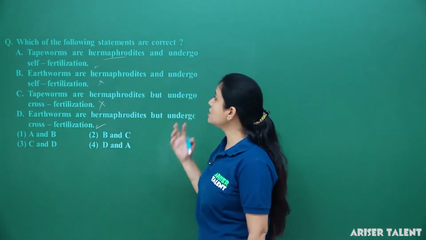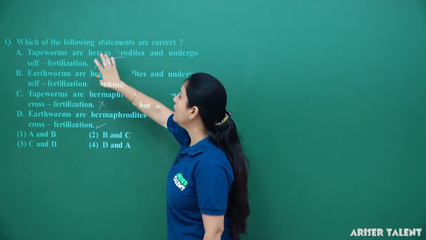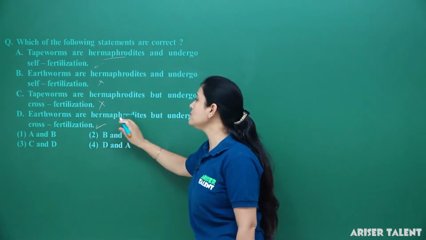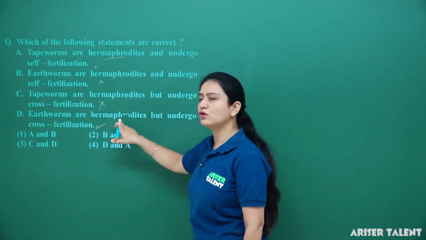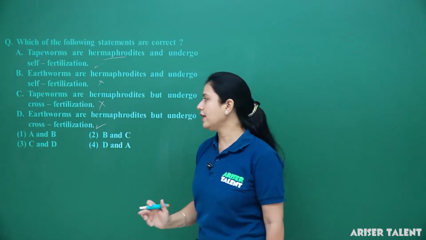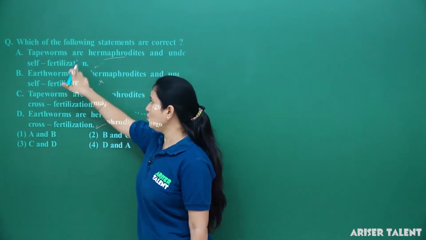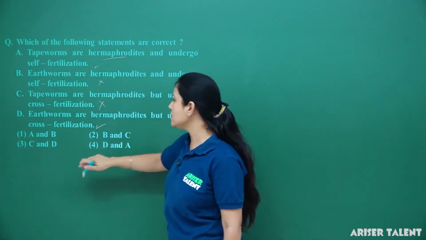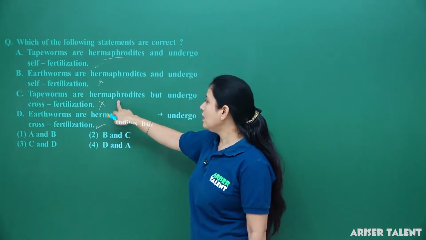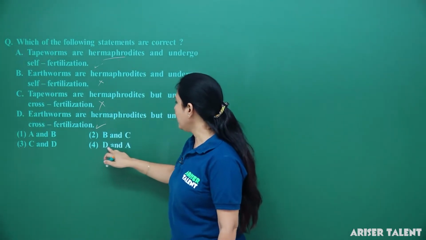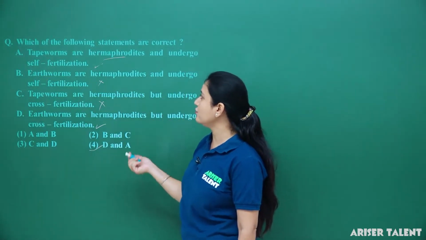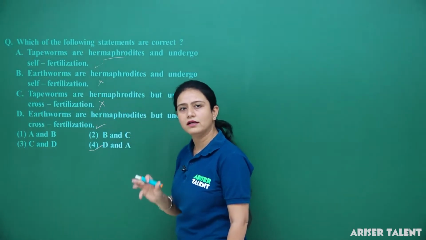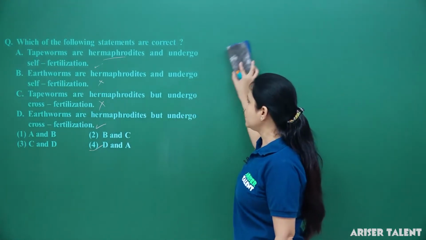This is true. So, which statements are true? The true statements are: tapeworms are hermaphrodite and undergo self-fertilization, and earthworms are hermaphrodite but undergo cross-fertilization. So, these two statements are correct. Now, we have to choose the option. A and B? No, only A is correct, B is incorrect. B and C both are incorrect. C and D? D is correct and C is false, incorrect. Now D and A, yes, this is the correct option for the given statements. Then statement A and statement D both are correct. So option 4 is the correct option here.